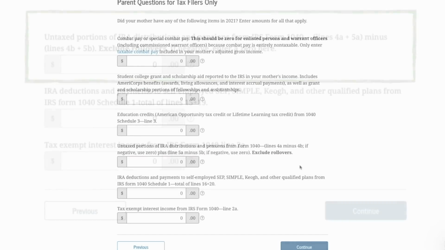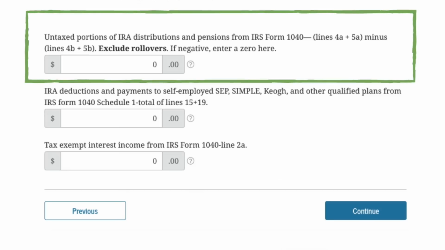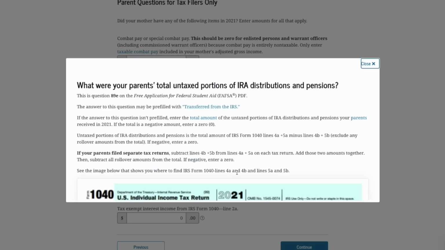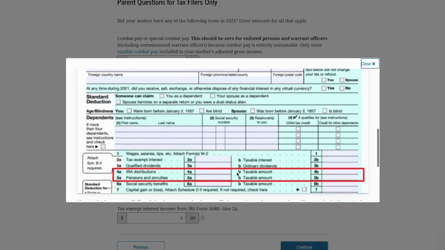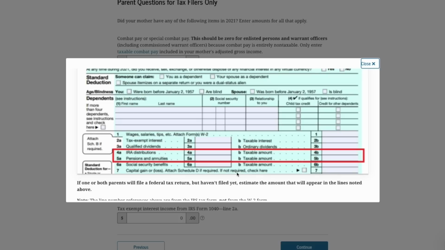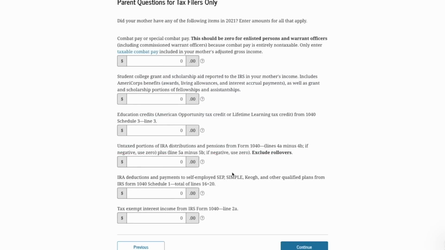The fourth question asks about untaxed portions from their retirement accounts that they may have received. Now, it's easy to find this number. You can see on the form it tells you exactly where to look, which is box 4A and 5A, and then you have boxes 4B and 5B. Follow the formula if there are numbers in that in order to come up with a calculation, but be careful to exclude rollovers. We never want to report rollovers.